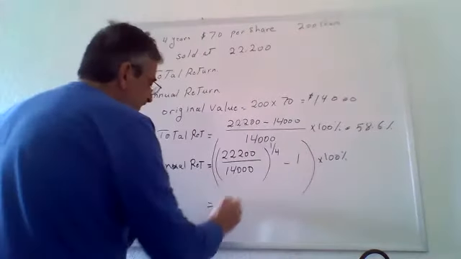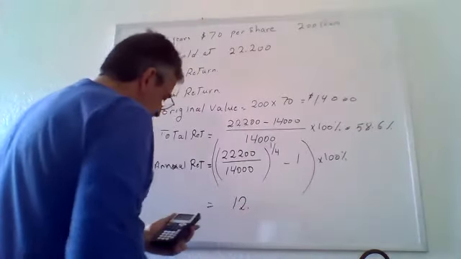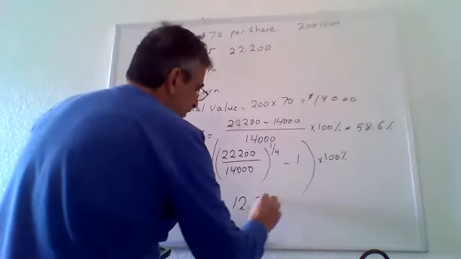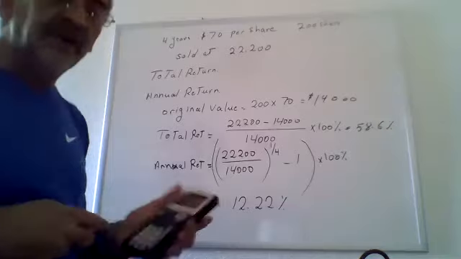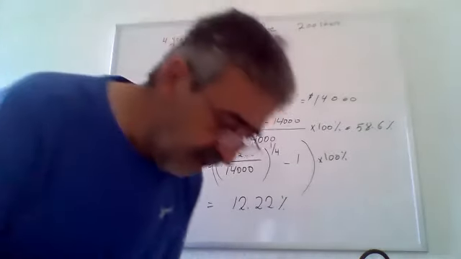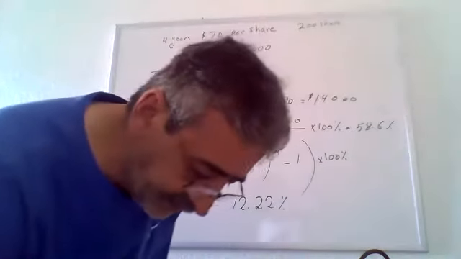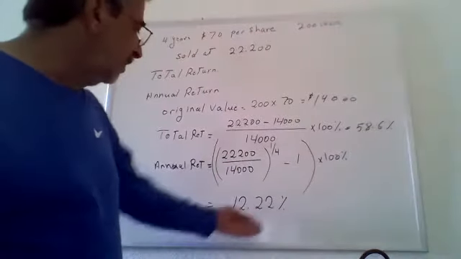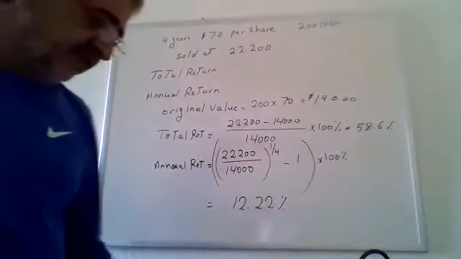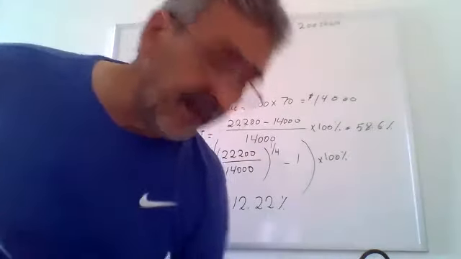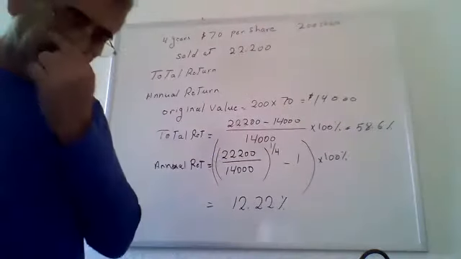So that should give me 12.22%. So the annual return on the stock was 12.22%, or 12.2, depending on how much you're going to round it. And that should give you the answer for that. Any questions? Yeah, I do.